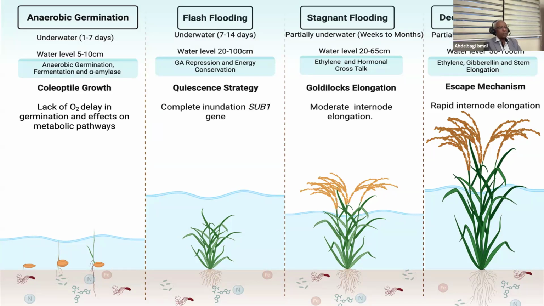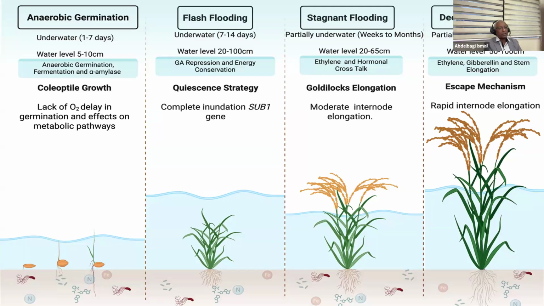The third and common one is stagnant flooding, which could occur after complete flooding, or it could occur just on its own. This is when the water level is about 20 to 60 to 70 centimeters, but it stays at that level for months. And the plant has to grow, stay above water, and be able to produce sufficient leaves and sufficient branches and have reasonable yield. In this, we need plants that can elongate by not more than 1 to 2.5 centimeters per day. If it elongates too fast, it will lodge in water. And if it elongates too slow, it will be submerged.